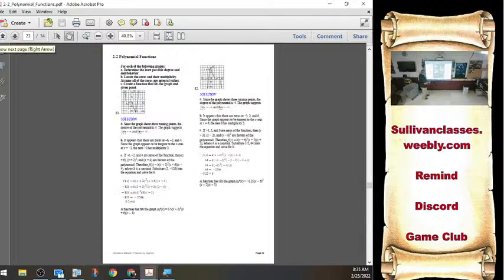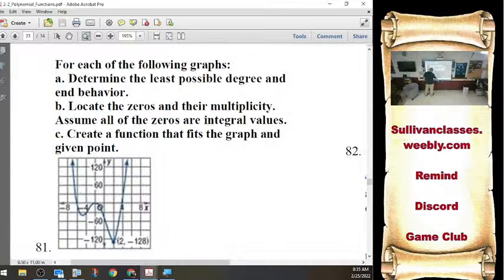81. Okay. For each of the following, determine the least possible degree. Locate the zeros, multiplicity, create the function. Gotcha. All right, I'm not going to multiply it all out, but how we do it. What's the total degree on it? Odd or even? Same end behavior, so I know it's got to be even. It's got some mojo going on, so it definitely ain't squared. I got to at least start with to the fourth and higher. Then I look at the behavior through like a line. So I know that x plus 6 happens once.